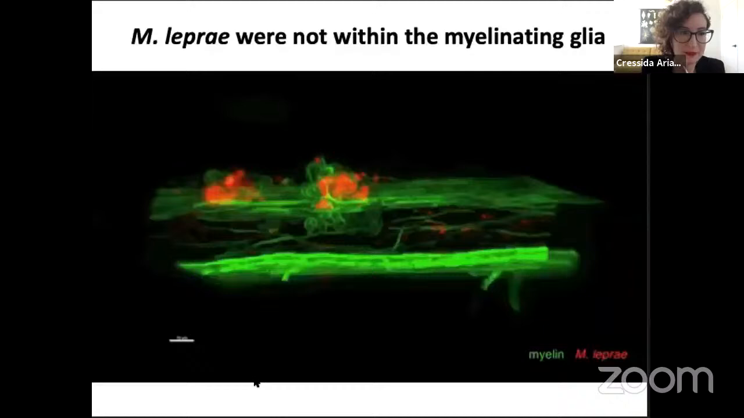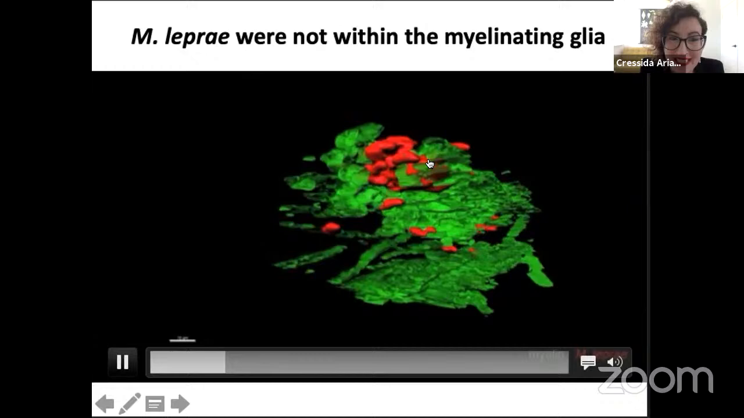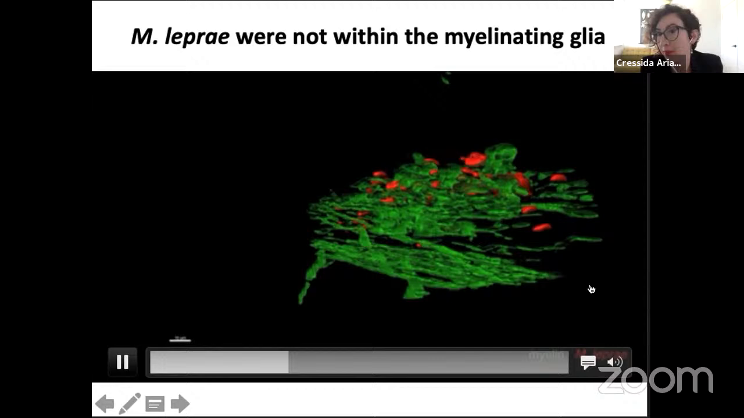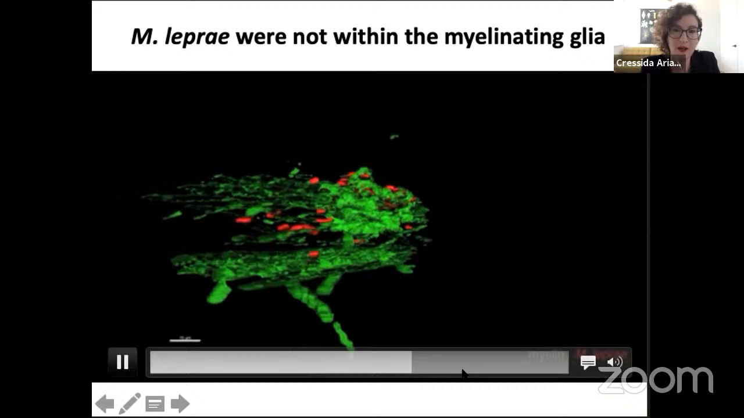So this is a movie showing you where the bacteria in red are located in terms of the myelin protrusions. As you can see here, the bacteria are not inside of the myelin protrusions, right? And that's what I thought I was going to find. I thought I was going to find bacteria within the protrusions, because I thought this was probably evidence of glial infection, but in fact it wasn't. We didn't see the bacteria ever inside of the myelinating protrusions.